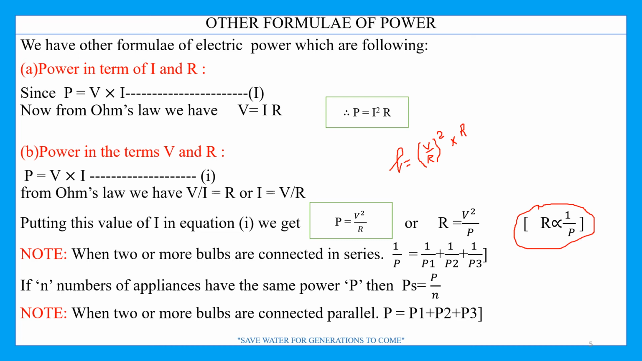If 60 watt LEDs are being used and the number of LEDs is 50, then it will be 60 upon n, where 50 is the number, so in place of n, 50 will be there. When two or more bulbs or appliances are connected in parallel, then the total power is P equals P1 plus P2 plus P3. Now I shall tell you how to get it. Some of you should try to solve it in the meantime.